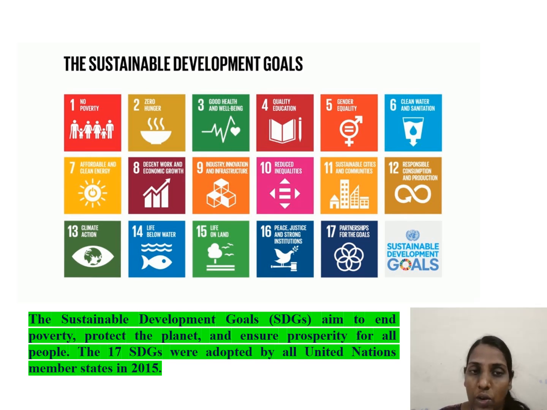The 17 SDG goals are: the first one is no poverty, the second is zero hunger, third is good health and well-being, fourth is quality education, fifth is gender equality, sixth is clean water and sanitation, seventh is affordable and clean energy, eighth is decent work and economic growth, ninth is industry, innovation and infrastructure, 10th is reduced inequalities, 11th is sustainable cities and communities, 12th is responsible consumption and production, 13th is climate action, 14th is life below water, 15th is life on land, 16th is peace, justice and strong institutions, and 17th is partnership for the goals. These are all the 17 goals.